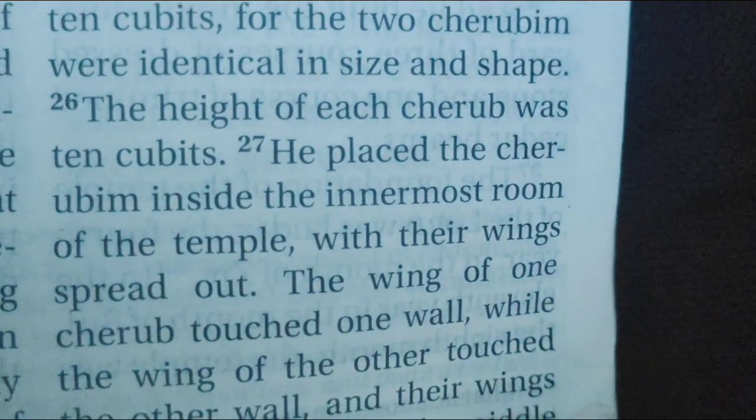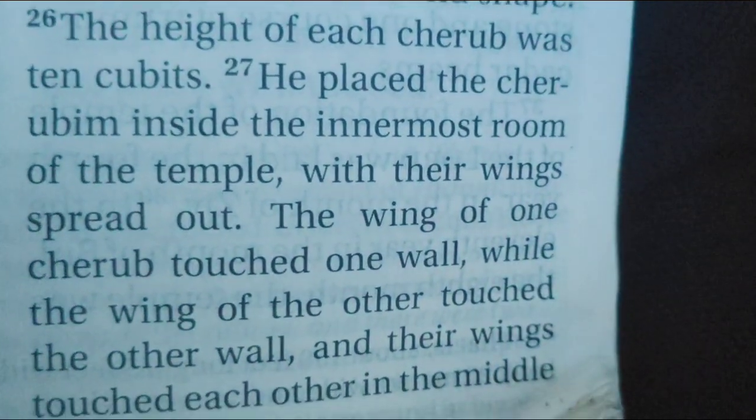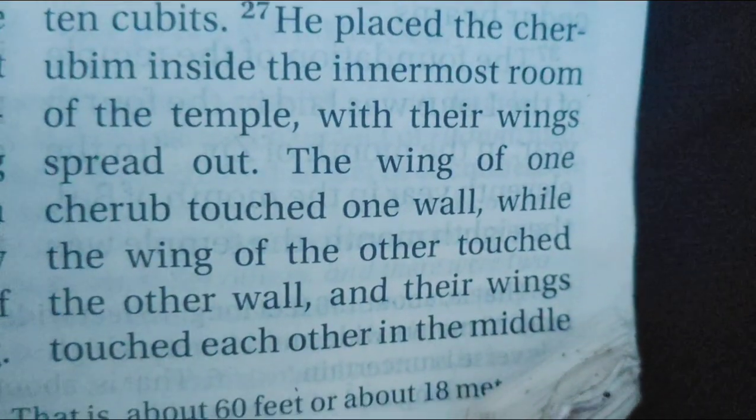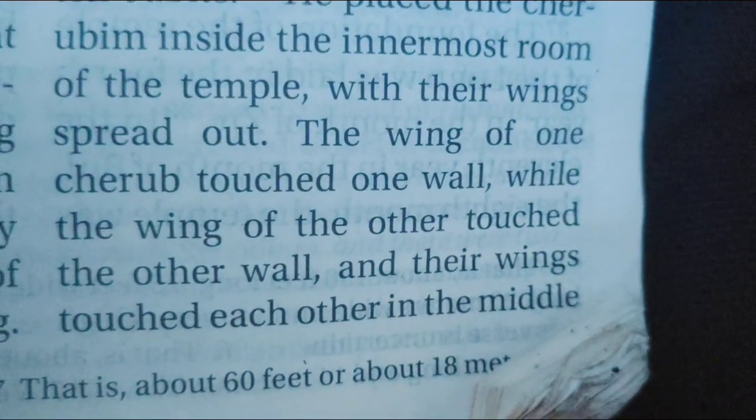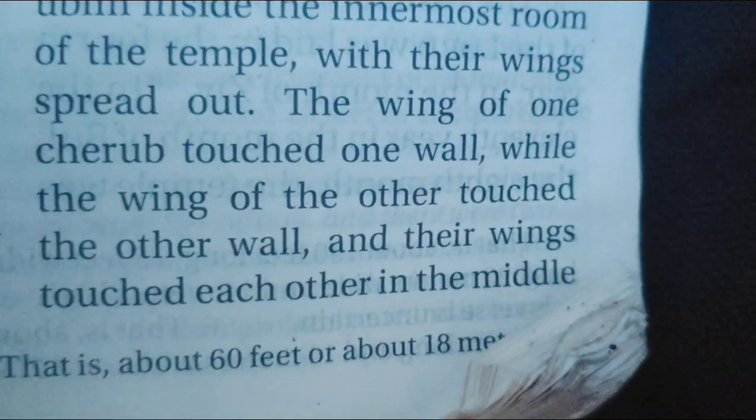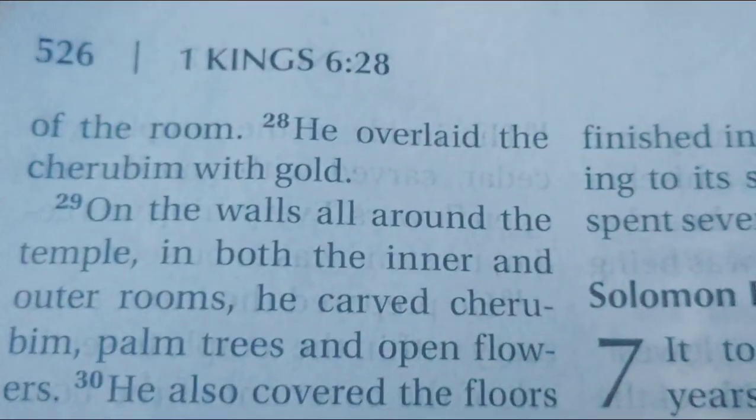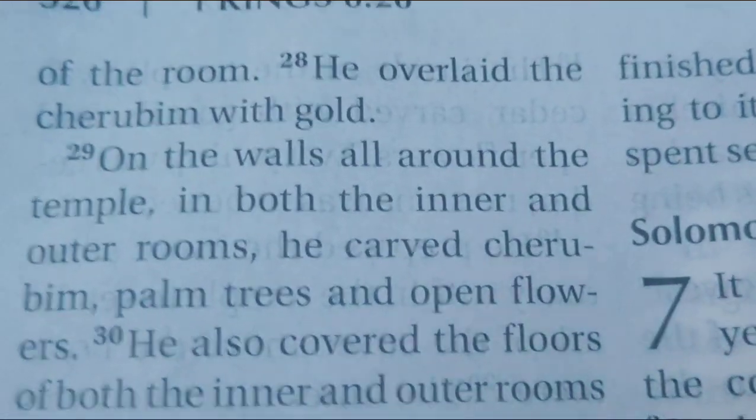He placed the cherubim inside the innermost room of the temple, with their wings spread out. The wing of one cherub touched one wall, while the wing of the other touched the other wall, and their wings touched each other in the middle of the room. He overlaid the cherubim with gold.